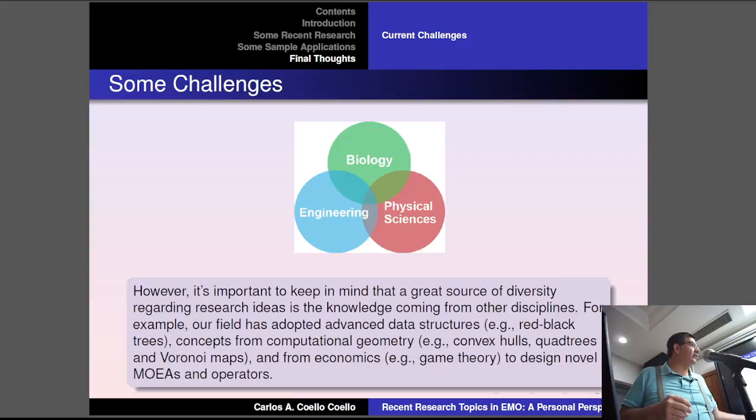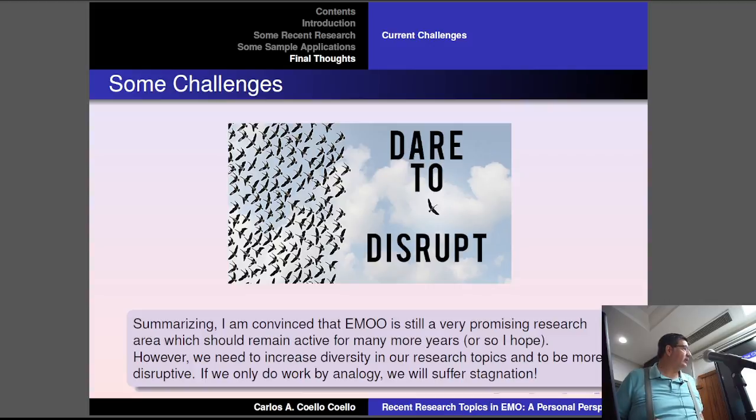In the past, we benefited, for example, from people who came with a background in data structures and proposed things like red-black trees or quad trees. Also, concepts from computational geometry like convex hulls have been used in external archives in multiobjective optimization, or Voronoi maps. They have been used as density estimators. Even concepts from economics like game theory have been used for designing new multi-objective evolutionary algorithms. There is one algorithm called the Nash genetic algorithm that tries to approximate the Nash point for conflicting objectives. So it's a very interesting topic.